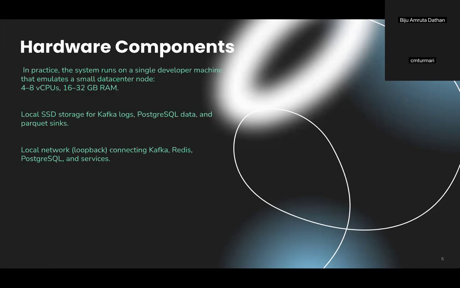Now coming to the hardware component, all components run locally on a developer machine that mimics a data center node. Multiple CPU cores, Postgres, and Kafka on SSD storage, and inter-service networking, giving realistic performance while staying lightweight.